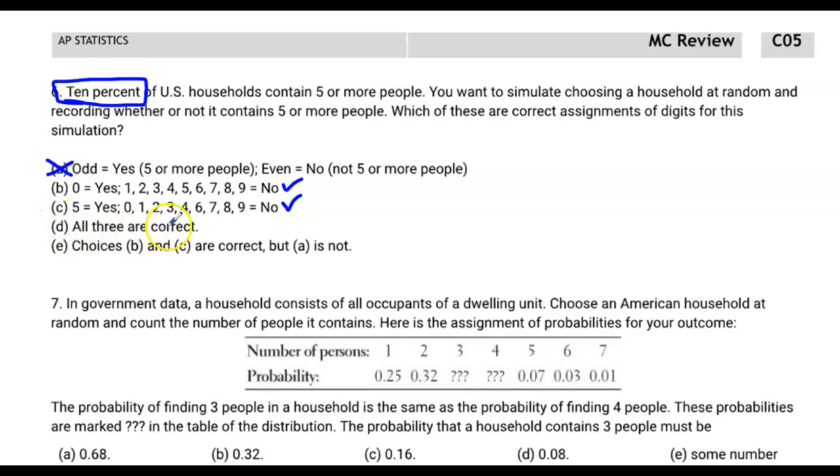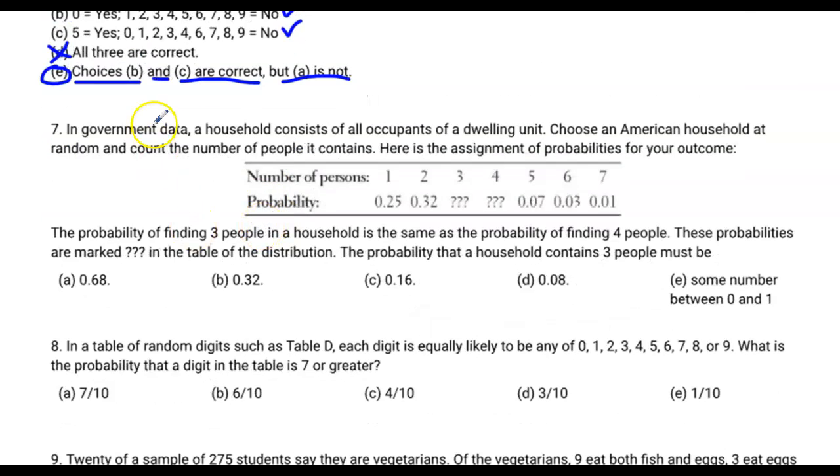The next choice says all 3 are correct. Well, we already know that A is incorrect, so let's cut that one off. So using process of elimination, it's probably either going to be B or C, right? Nope, it's going to be E, because E says choice B and choice C is correct, but A is not. Is that annoying for a multiple choice question? Yes. Is it something that you might see? Probably.